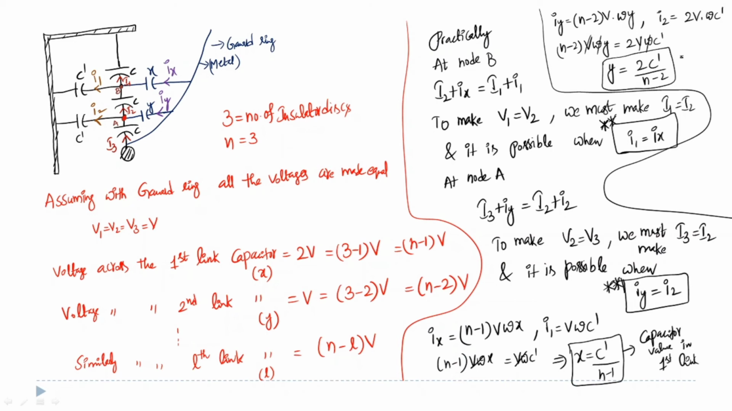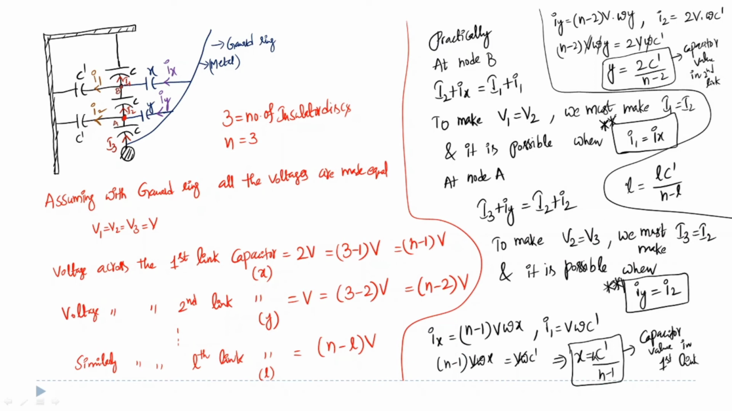This is the capacitor value in second link. Similarly, how can you get the capacitor value in Lth link? Let us consider that capacitance as L. By seeing these two expressions, here I can write this as 1 into C dash by n minus 1, and this is 2 into C dash by n minus 2. Like that we can write L into C dash by n minus L.